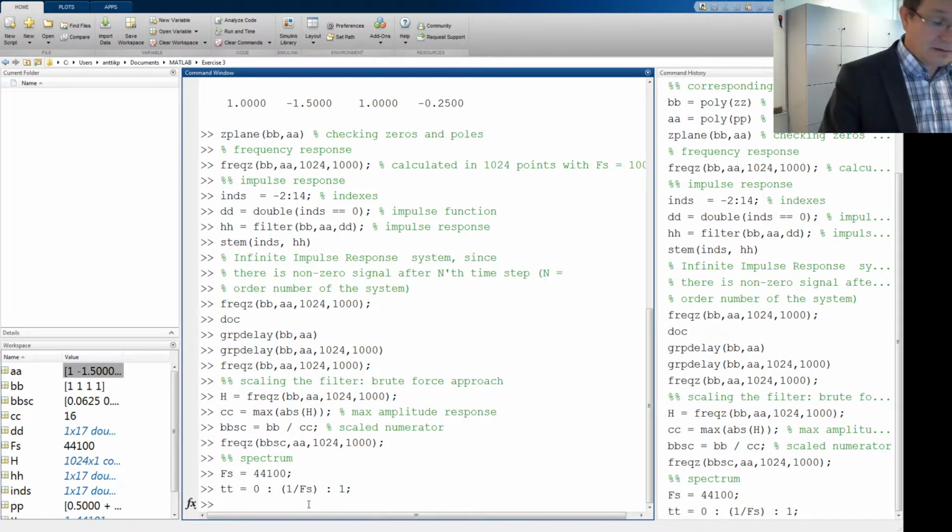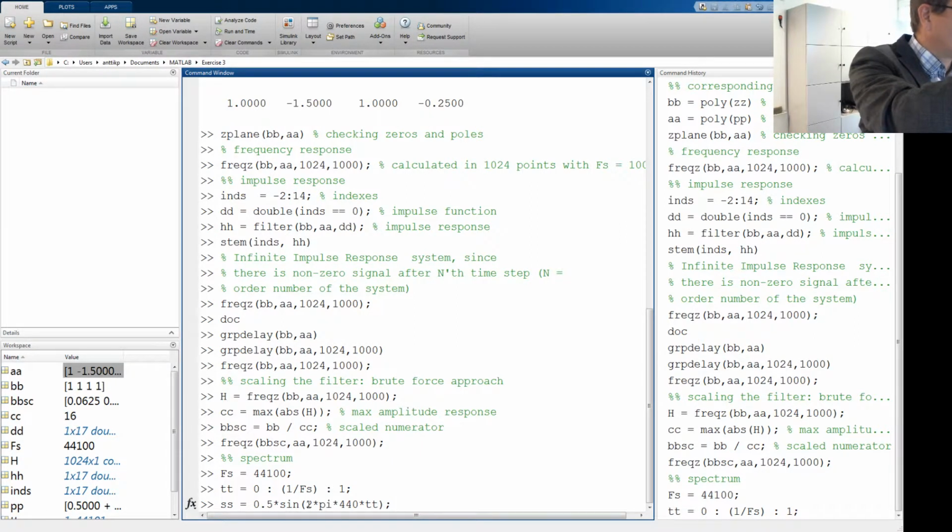Then I do, for example, a signal like amplitude 0.5 times sine 2 times pi times... Is there anyone who is playing any instrument anymore? 440 hertz. That's an A. Yes, not A plus. Just plain A. All right.